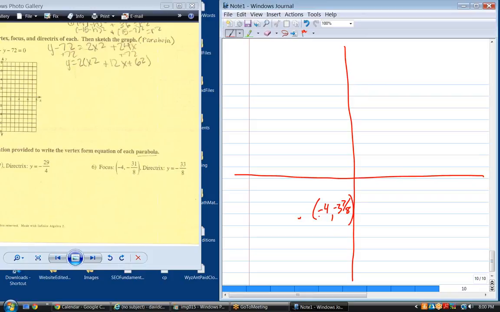That's the focus. The directrix is a horizontal line at minus 4 1/8. That point is negative 4 1/8. You with me? Yes. This is the focus. This is the directrix. Where's the vertex? Halfway in between. Exactly. What's that coordinate? Minus 4 comma minus 4.